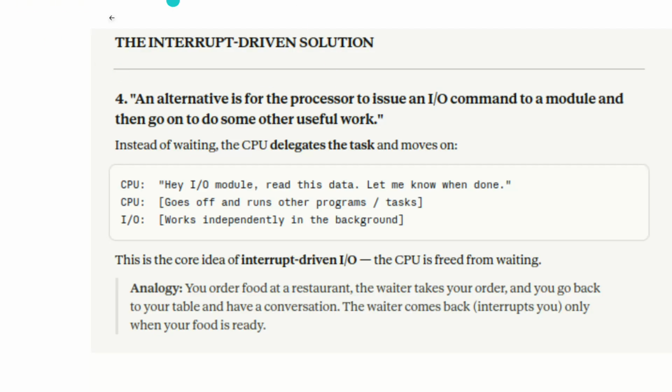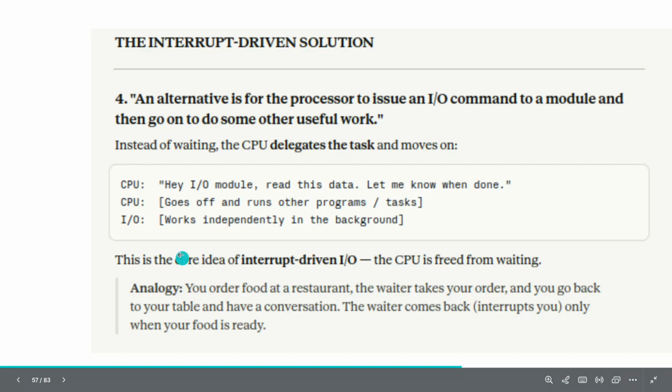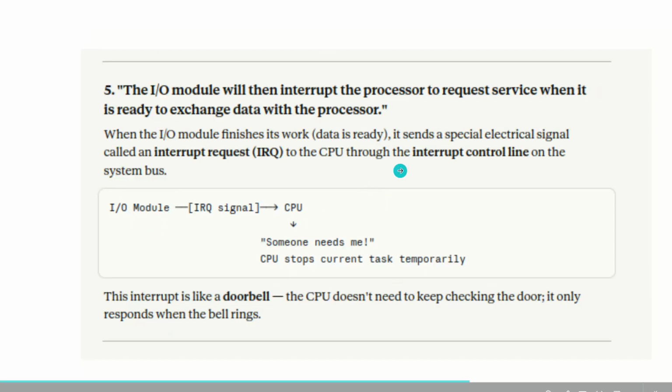That is why we have come up with the solution, interrupt driven IO. In an interrupt driven solution, the processor issues an IO command to the module and then goes off to do other work. The CPU says, hey IO module, read this data, and then runs other programs or tasks, while the IO module works independently in the background on the task given in the IO command. This is the core idea of interrupt driven IO.